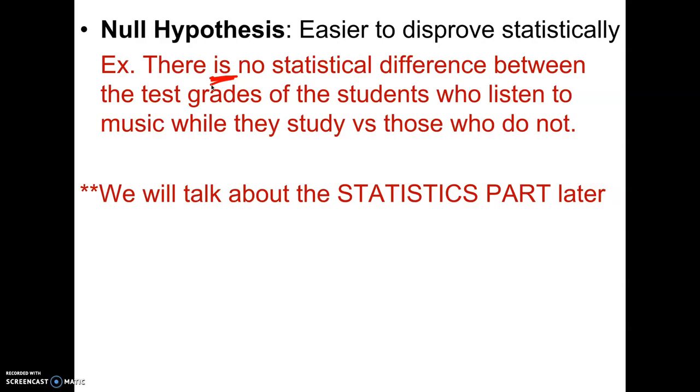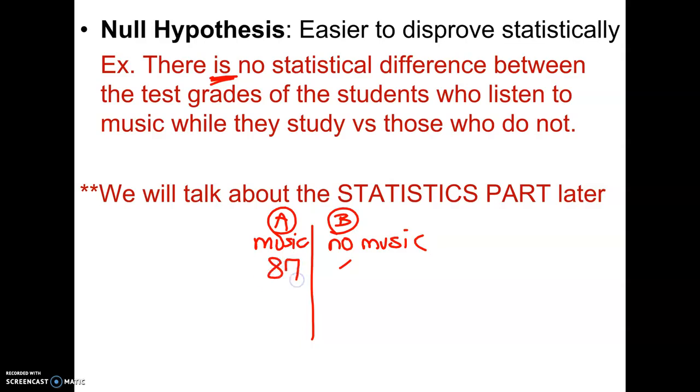Let's say that we do our test, and let's say that side A, they listen to music, and side B, all the students there, they don't listen to music. Let's say that side A on the quiz, their average score is an 87. And let's say that side B, their average score is a 64. Most people would conclude, yes, the music made a difference. But what's the cutoff to say music made a difference?